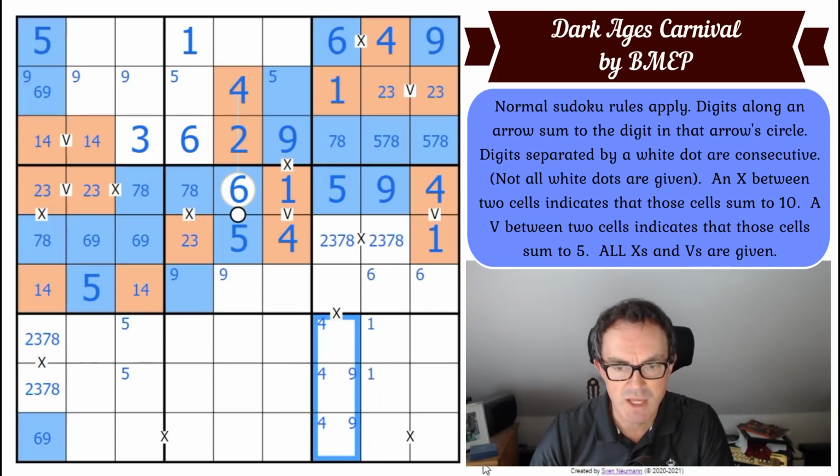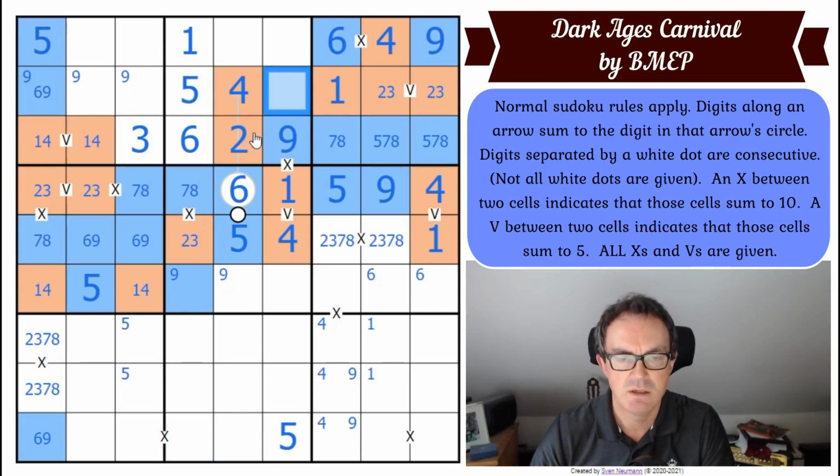5 can't go there. It definitely can't go on the X. So 5 is in one of 4 places in box 9, but critically, it's not in the bottom row. It's also not in the bottom row in box 7. So we've got to put a 5 in the bottom row, and it's going to have to be in one of those 3 squares. Well, it can't be on the X, and it can't be there. So that's a 5, which gets the 5 done in box 2.